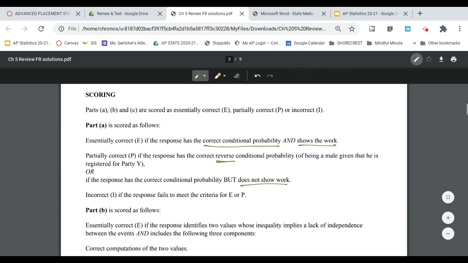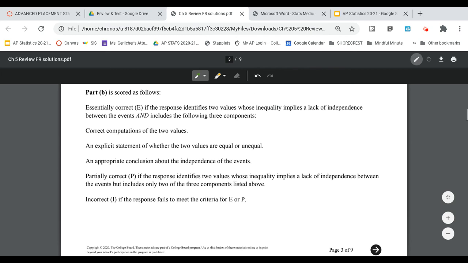Okay, so let's scroll back down to page 3 and see how it's scored, what's important to have in here. So they want you to identify two values whose inequality, not being equal to each other, implies a lack of independence. There was freedom as to which two values. The one we did up above already used what was done in part A, so it was kind of already halfway done for you, but you could pick two other things. That would be fine.